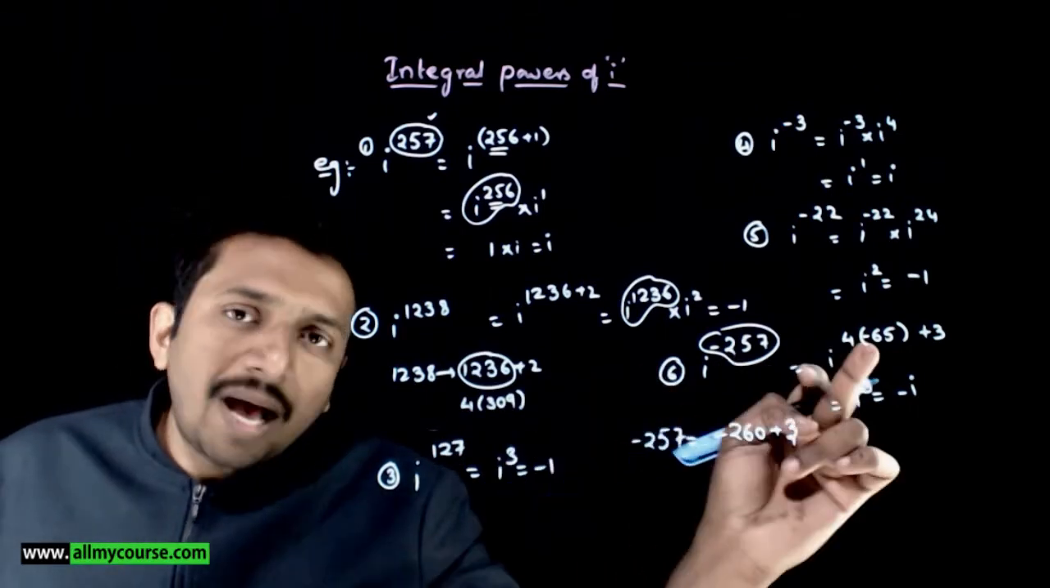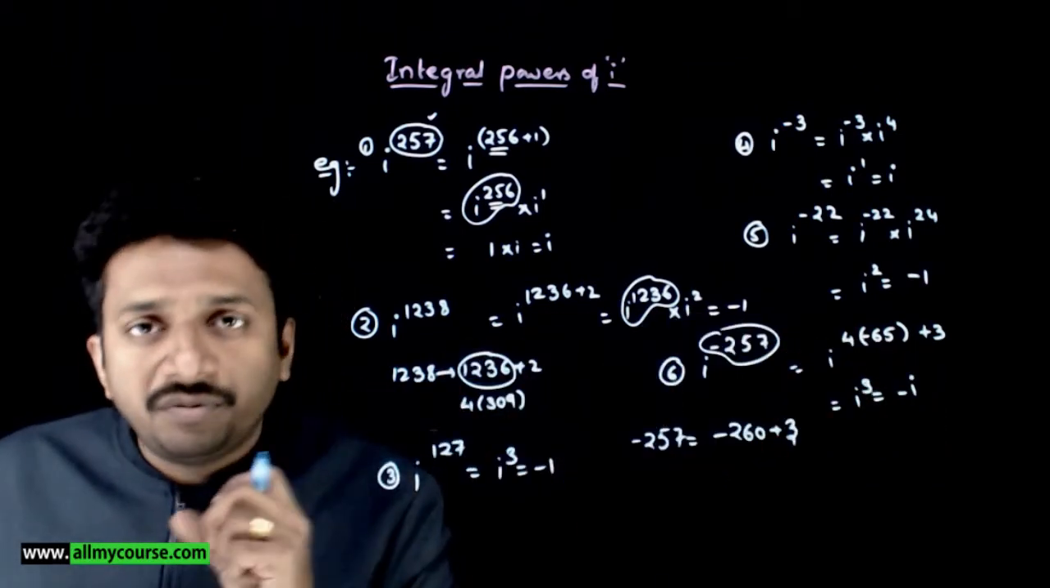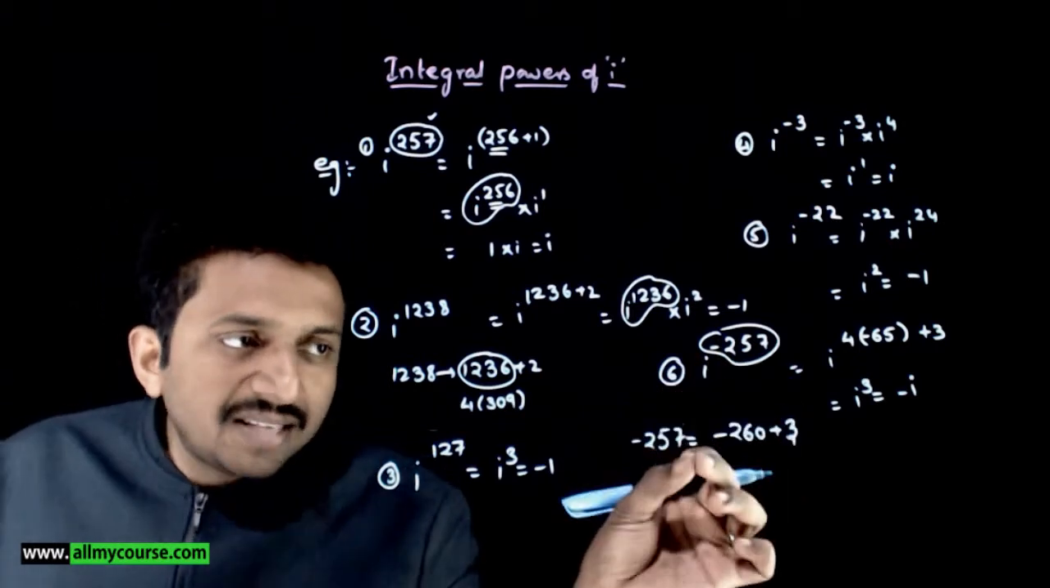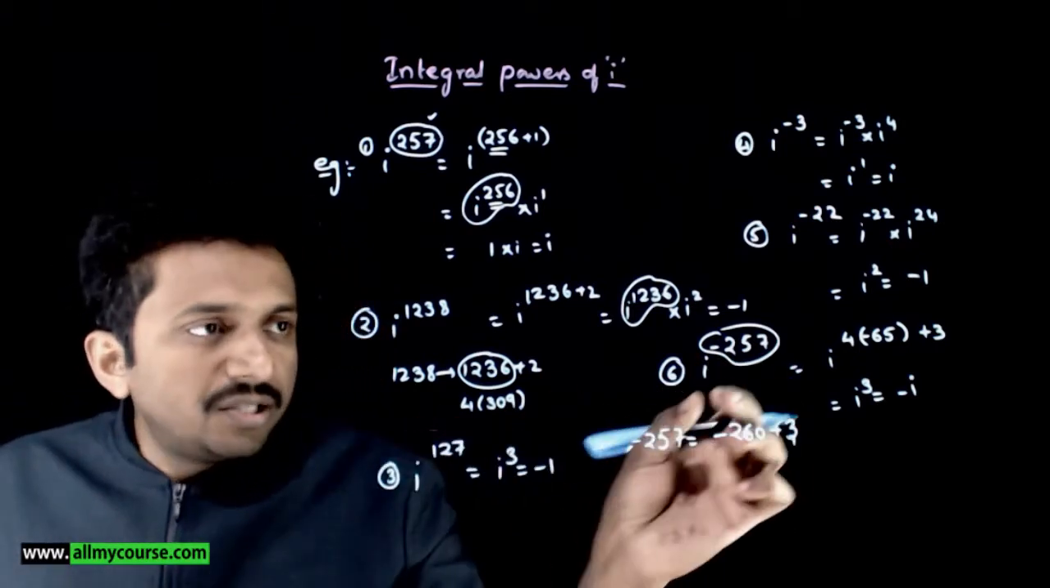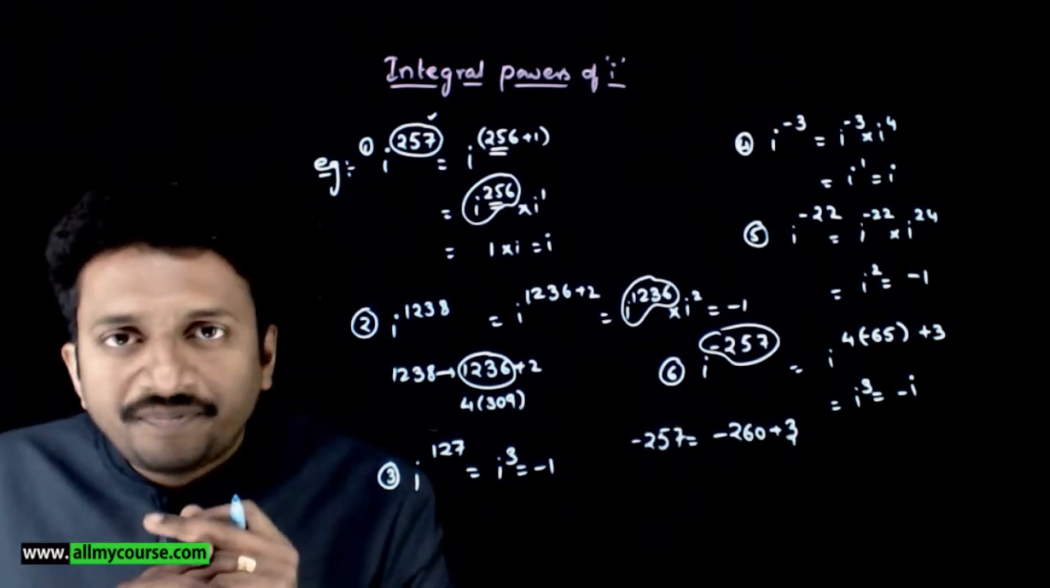So this is another way to solve i power minus 257. So you can express this as 4n plus 1, 4n plus 2 or 4n plus 3. And once you do that, you can get the answer.